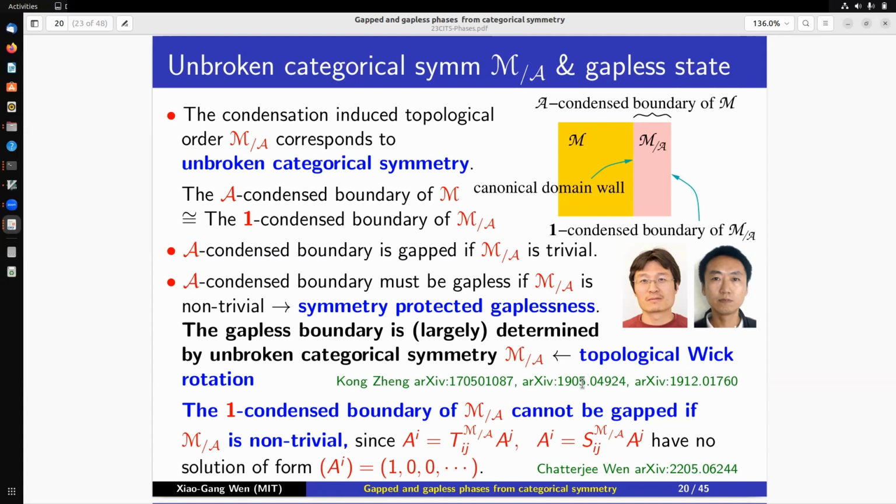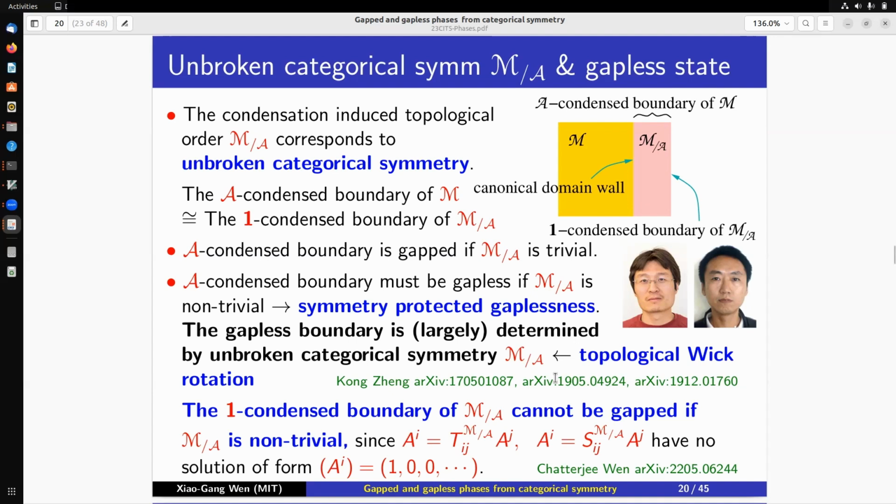But sometimes non-trivial mutual statistics goes beyond the anomaly. The anomaly doesn't capture all of that. So it's more convenient to say we have a symmetry with non-trivial mutual statistics. That's a more general way to capture this actual feature of symmetry, and that guarantees gaplessness. In more formal language, that means you have a categorical symmetry which is left unbroken. Whenever you have unbroken categorical symmetry, the state must be gapless.